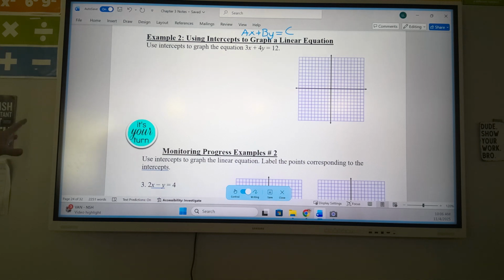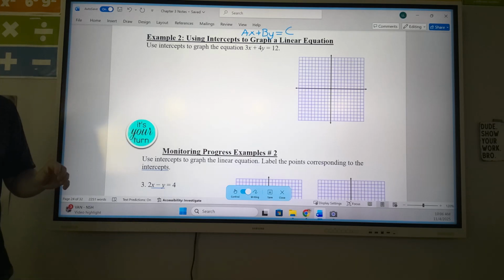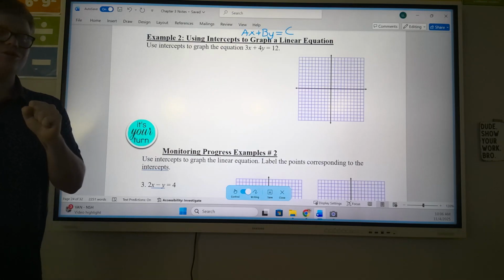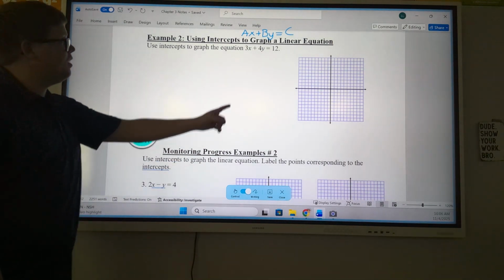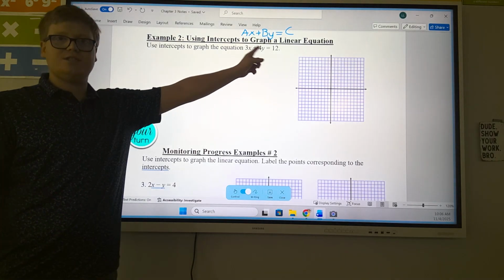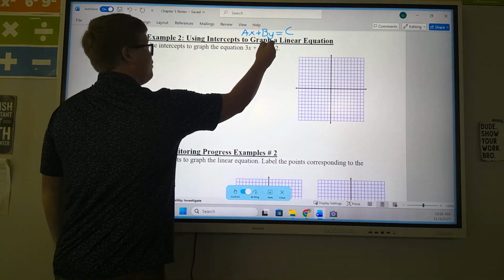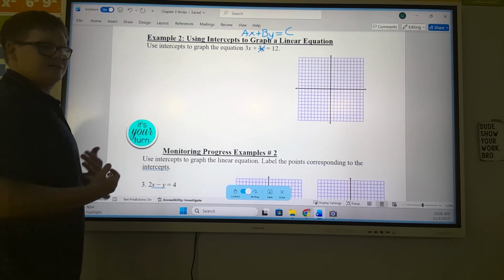We just talked about what the x and y intercepts are. The x-intercept is where it crosses the x-axis, and y has to be 0. So since y has to be 0 for our x-intercept, we're plugging 0 in for y. If we plug 0 in for y, 4 times 0 is 0. All of a sudden, our 4y is gone. We're just left with 3x equals 12.